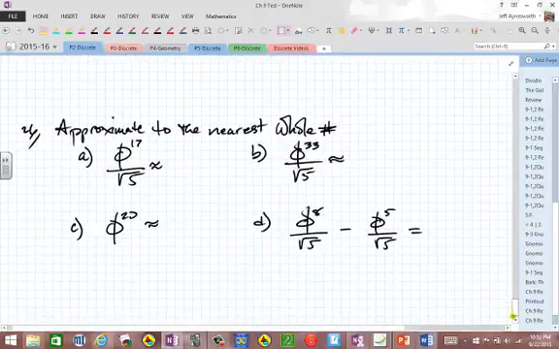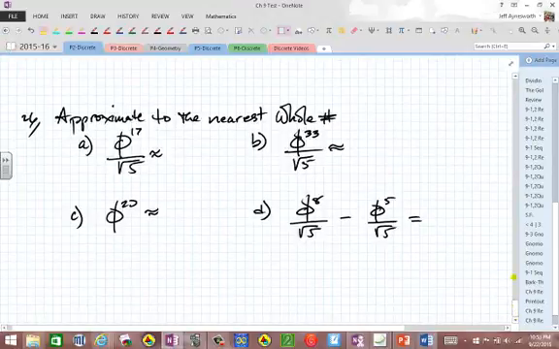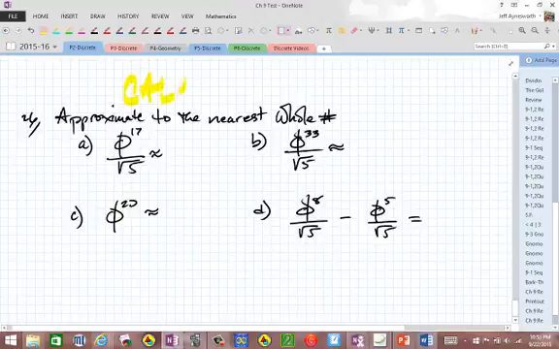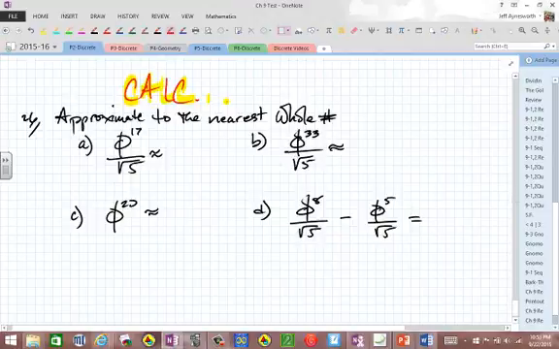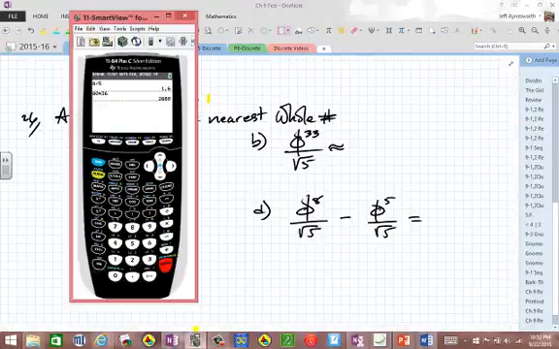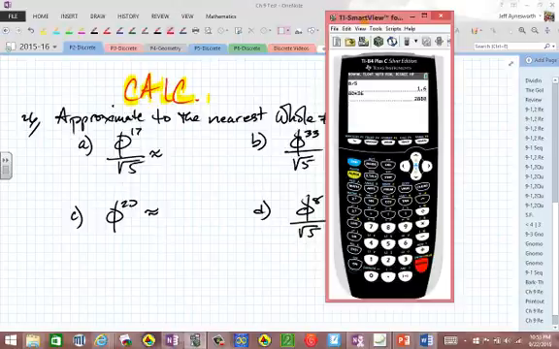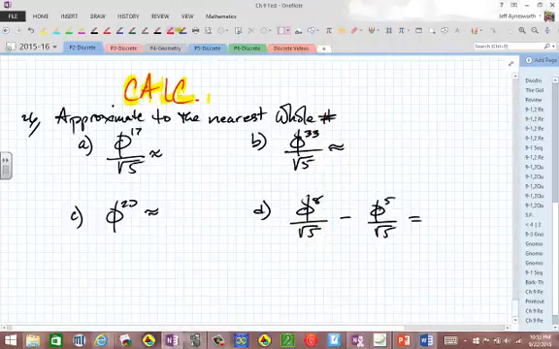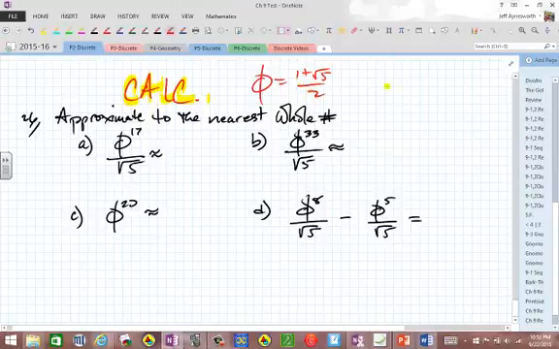And the last one, here we go, last calculator problem. Okay, so let's do it. Now remember phi, the golden ratio.